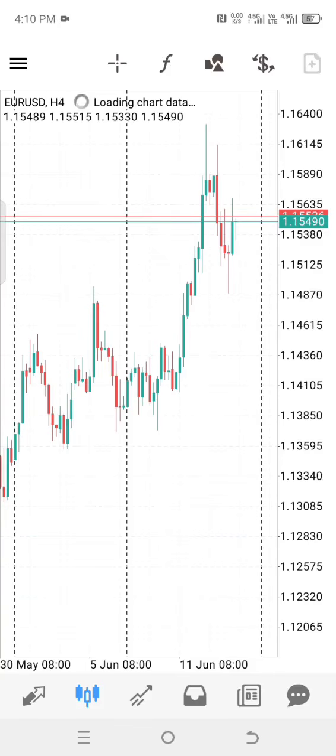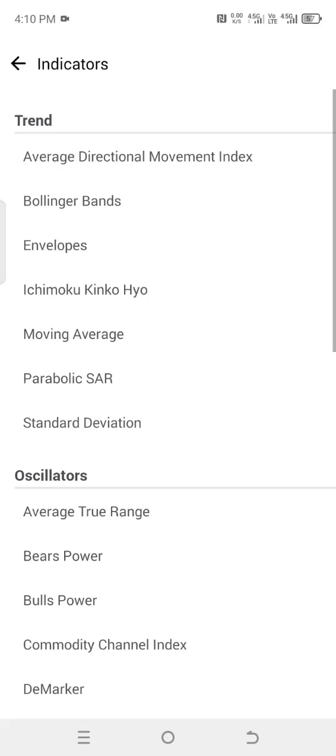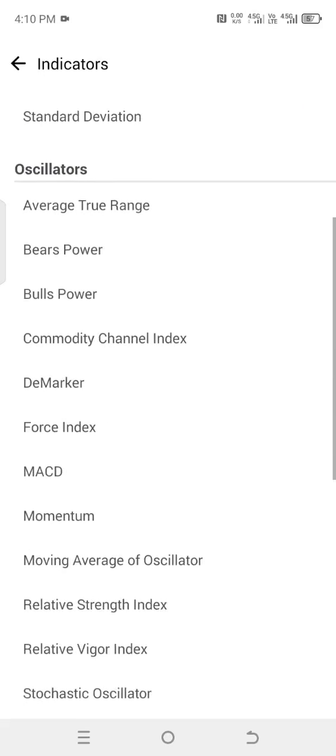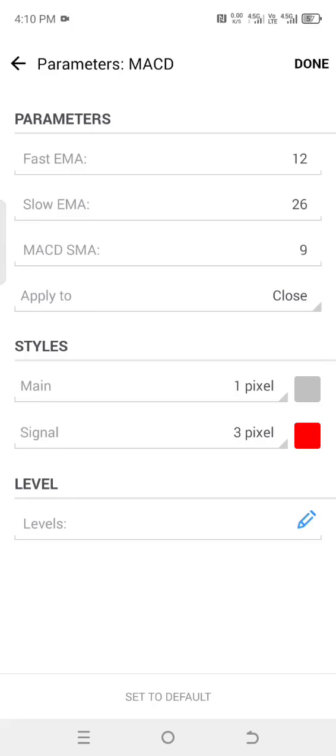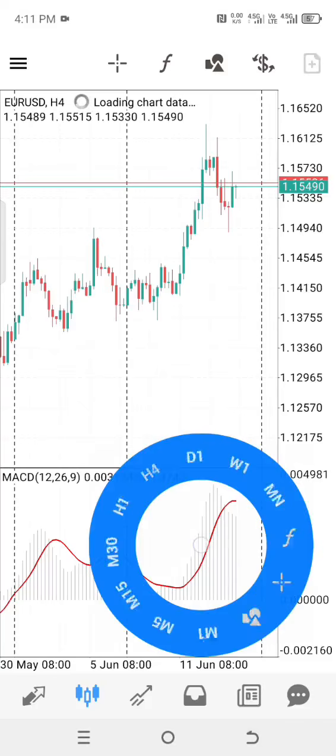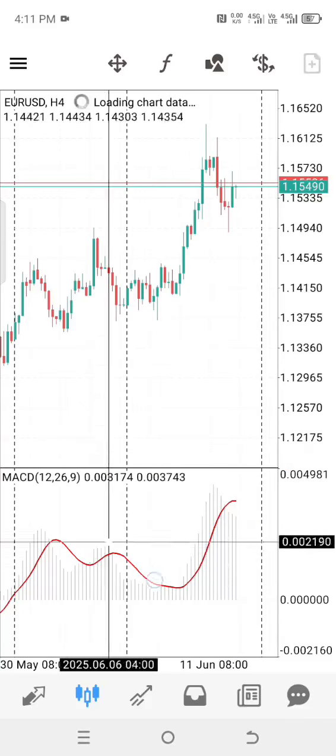Now in this strategy we're going to be working with indicators like the moving average convergence divergence, which is the MACD. So let me add it to the chart, the MACD. We're going to be working with fast EMA 12, slow EMA 26, MACD SMA 9, apply to close, and like I always say, whatever color you want, you can use. So I'm going to add that to the chart right away. Done. Now this is the moving average convergence divergence, the MACD. This is it on the chart.